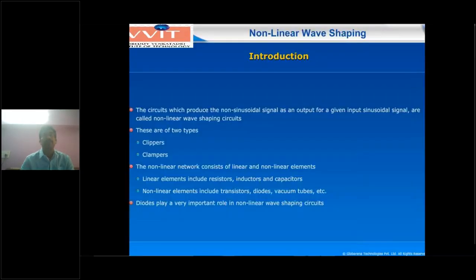Now coming to the types of non-linear wave shaping circuits. There are 2 types. One is the clippers, the second is the clampers. This non-linear network consists, as I already told, of linear elements and non-linear elements. Linear elements are RLC: resistors, inductors and capacitors. Similarly, non-linear elements include transistors, diodes and vacuum tubes, etc. Here mainly diodes play a very important role in non-linear wave shaping circuits.